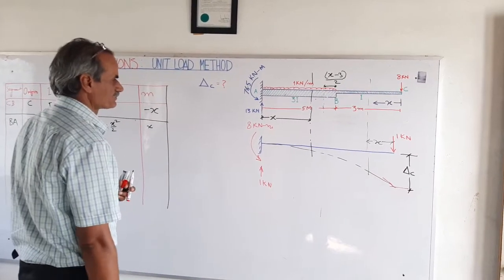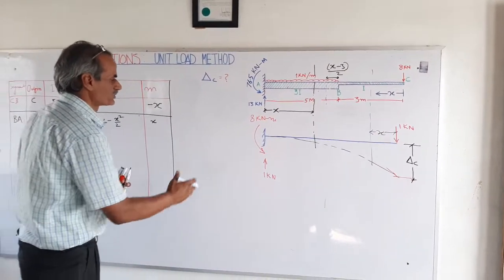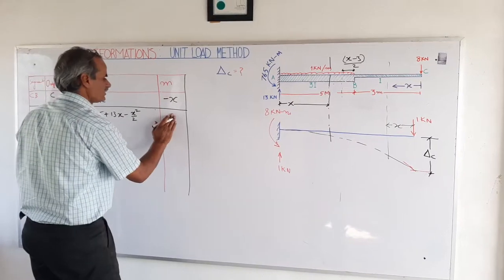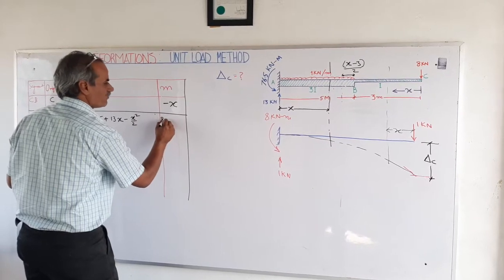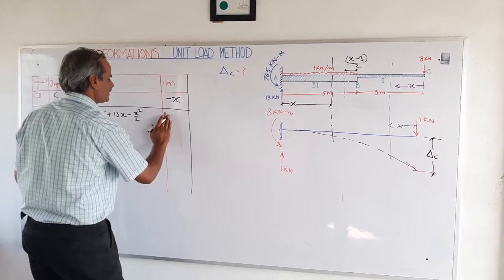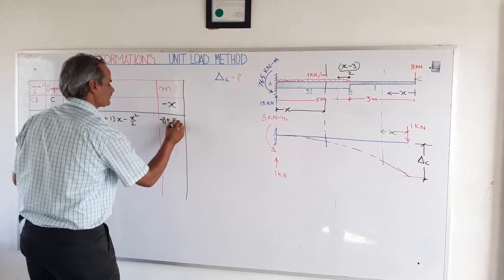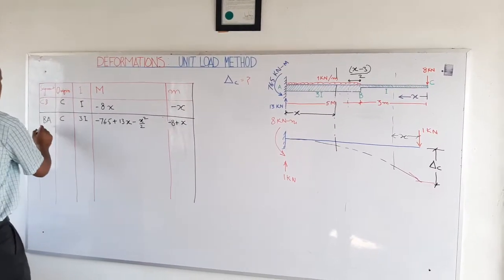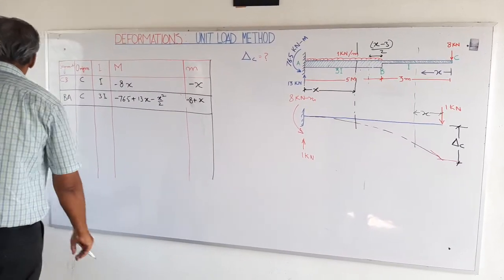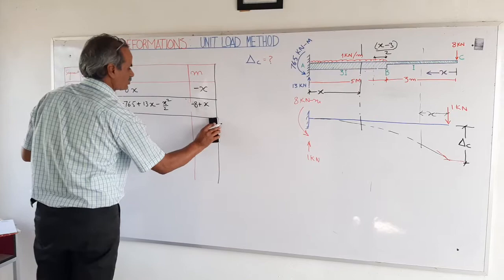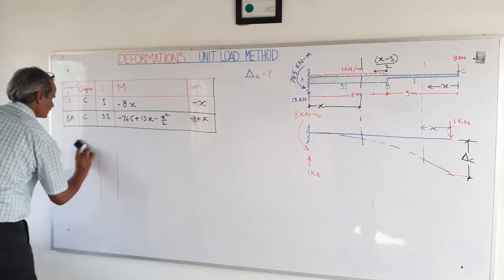And while considering this unit load, and proceeding from this side, we will have the equation of bending moment over here as minus 8 plus x. Now these are the equations of bending moment for both the segments of the structure. Now how do we use it?